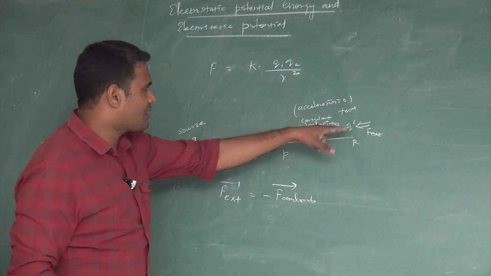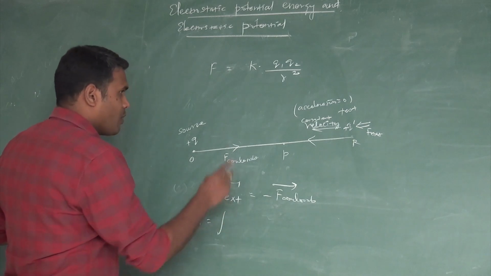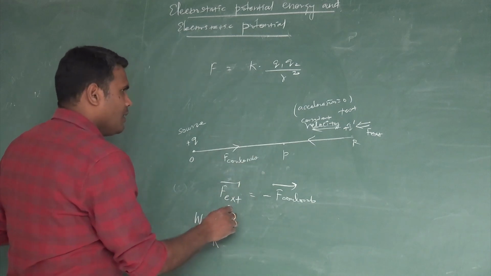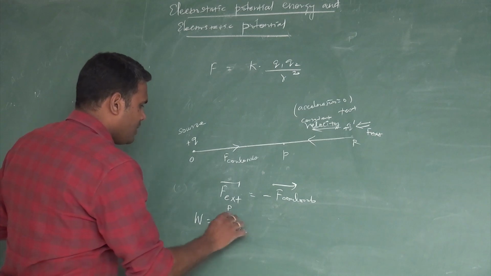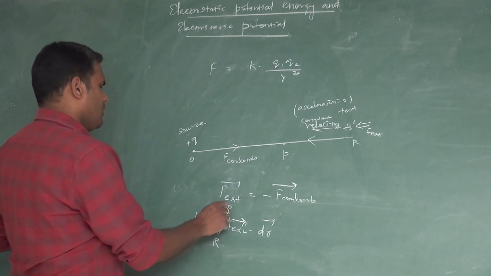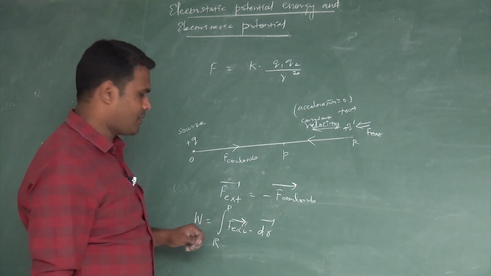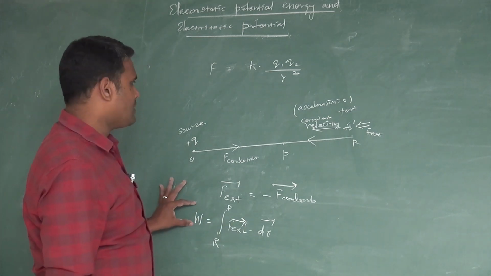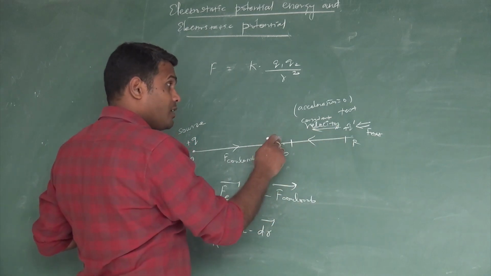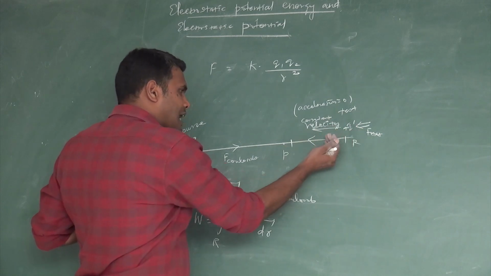So what is the amount of work done on the test charge q prime? We can write work done is equal to, as you are moving from R to point P, F external into dr vector as the variable. So we can write W equals integral from R to P of F external dot dr vector. So work done is not a constant. At this particular point the force required is less. At this particular point the force required is more. So at each and every successive point from R to P, the force is gradually increased.